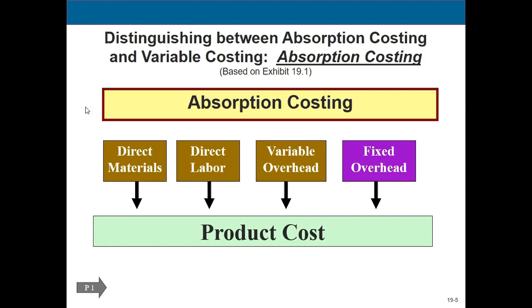The reason is because you really can't control the overhead at all. So we're going to look at the difference between absorption and variable costing, and you'll see here that under absorption costing, there's everything we talked about, and you'll see now that we've split overhead into two components. No longer is it just overhead, but now it's variable overhead and fixed overhead. These are always variable, no matter what. But under absorption costing, product cost is direct material, direct labor, and all overhead.